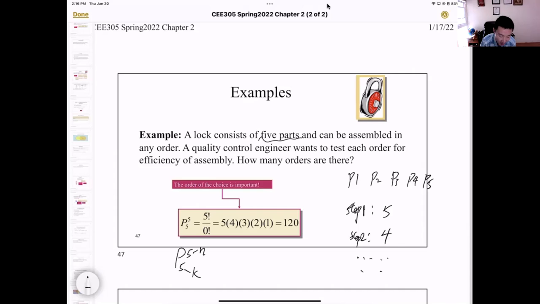5 minus 5 is equal to 0, and factorial of 0 is equal to 1. So that's how we get 120 ways. So that is the introduction for permutation. Any questions before we move on to combination?